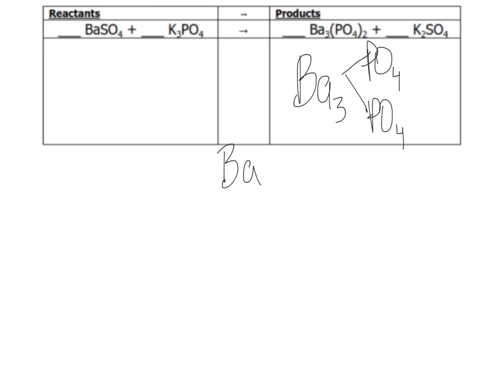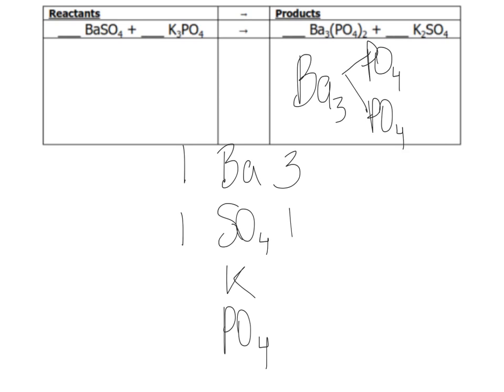I got Ba, SO4, K, and PO4. I'm going to check each side. So reactants 1, products 3. Sulfate, we got one group of sulfate on each side. K, 3 and 2. Phosphate, I have one group, and here, drawing out my branches, I see that I have 2. So I'm going to check something. We'll just start with Ba.